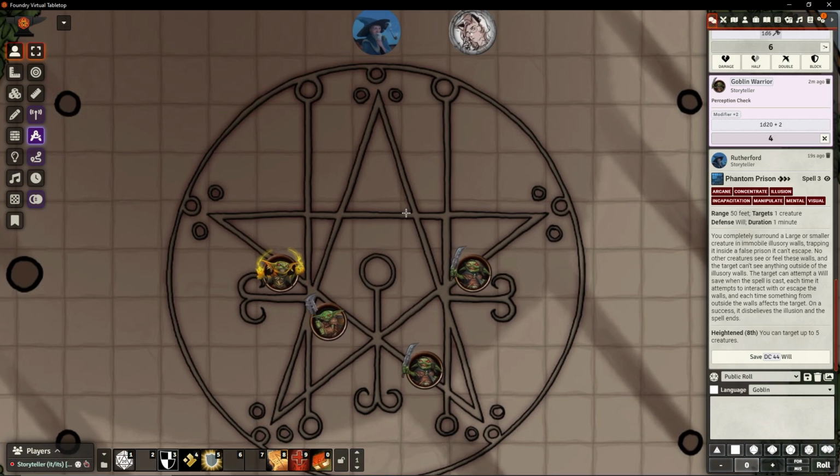The target has to fail a will save to be affected at all, and then they get free immediate will saves each time they attempt to interact with or escape the walls of the prison that forms around them, and each time anything from outside the walls affects them.